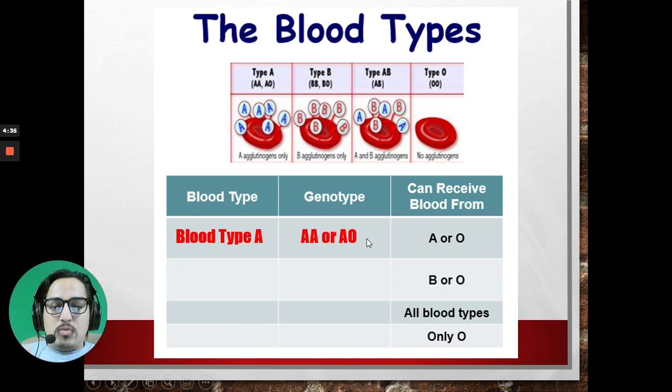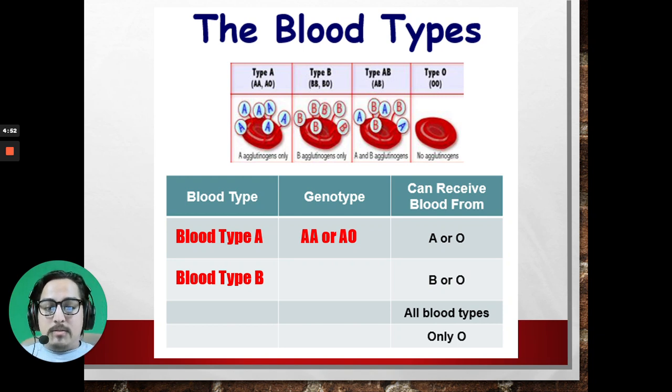Now, I suggest you wait, listen to what I'm saying first, and then copy all this down. So the second type is type B, and it's going to be very similar to what we did with A. So the ways to get type B is if you have 2 letter B's, homozygous B, or heterozygous B, which is going to be BO.